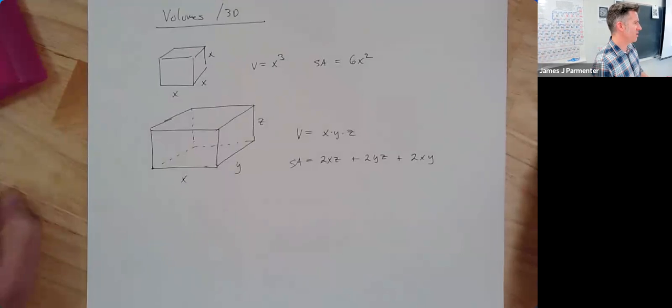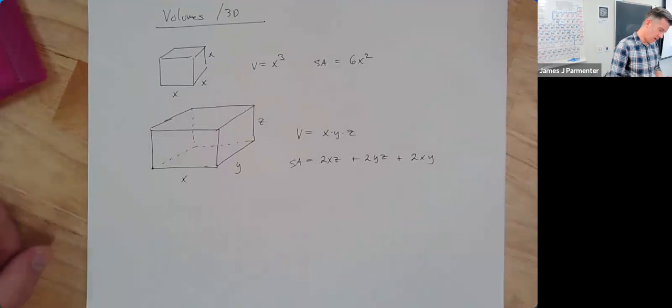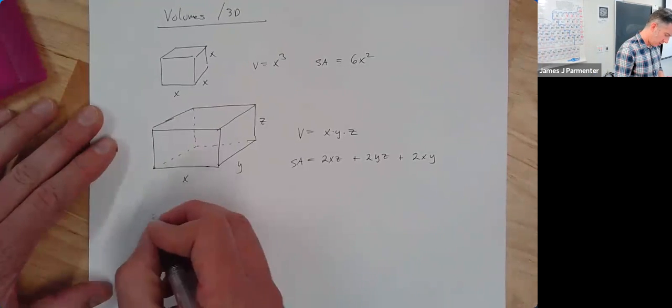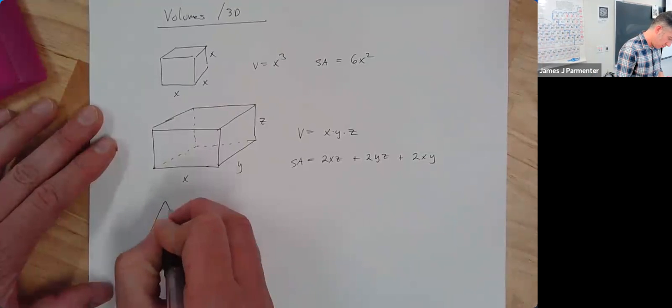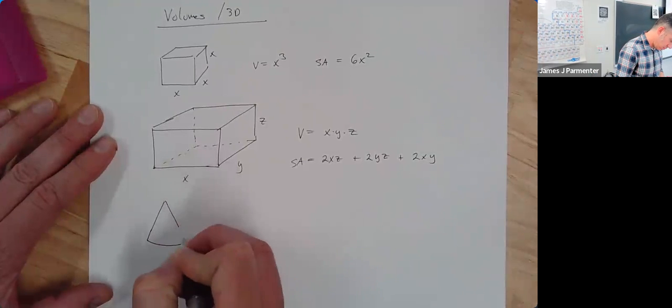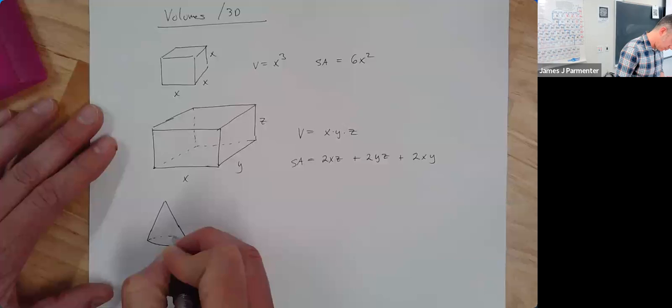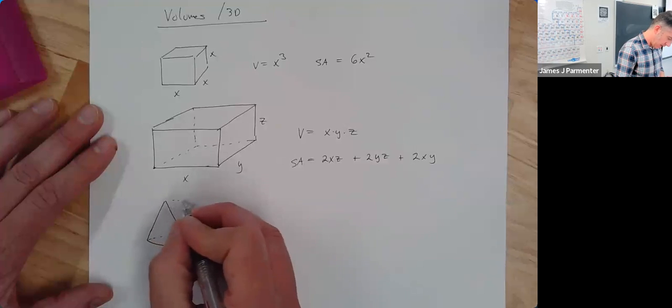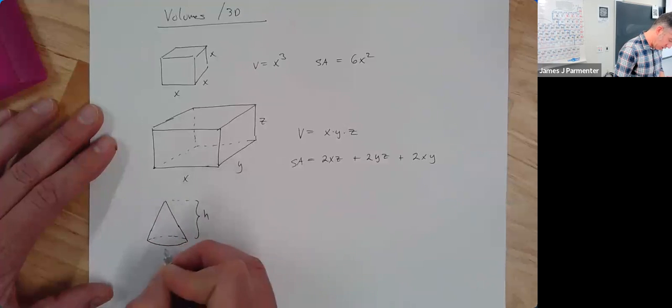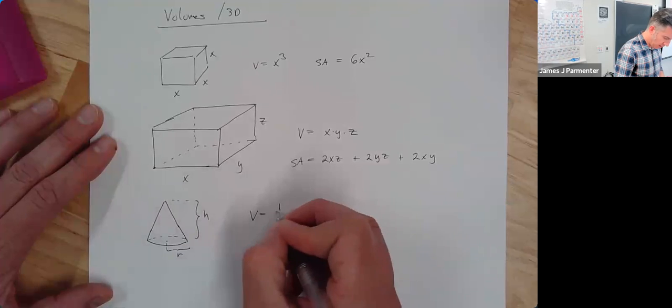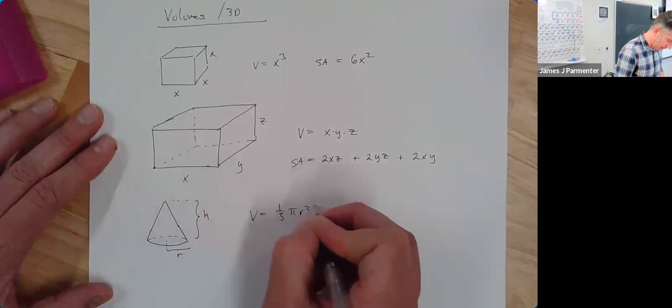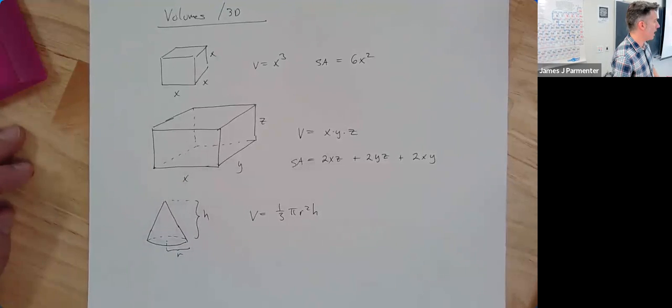And then there's really only 2 other ones I can think of. Oh, three. Cone. Can I draw a cone? Maybe. Cone that has a height of h and a radius of r. The volume is 1/3 pi r squared h. And no one should ever ask you about the surface area.